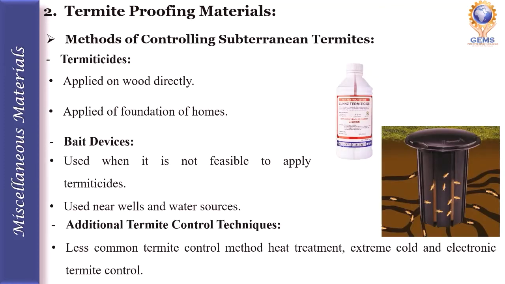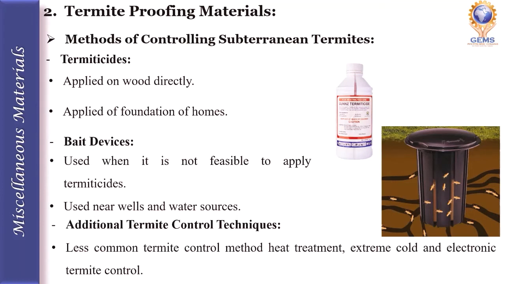What are the methods used for controlling the subterranean termites? The first method is termiticides. These termiticides are a liquid based solution which can be applied on the wood directly. So it is like a poison to the termites. If they eat these termiticides, they will die. This can be applied on the foundation of homes.